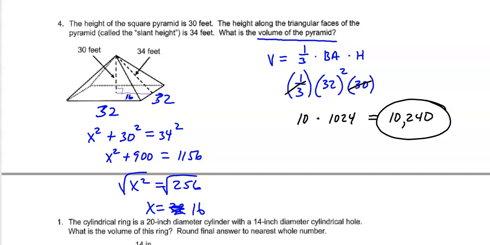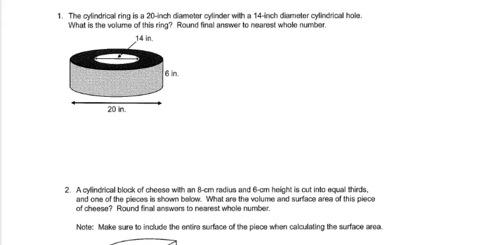All right, things get a little tougher on the next page. So the new number one is you have a cylindrical ring that's 20-inch diameter with a 14-inch hole. What is the volume of the ring? This is kind of like the composite area stuff when we did chapter 9. But I'm basically going to have the volume of the big cylinder minus the volume of the cylinder that we cut out. So we're subtracting the two cylinders.